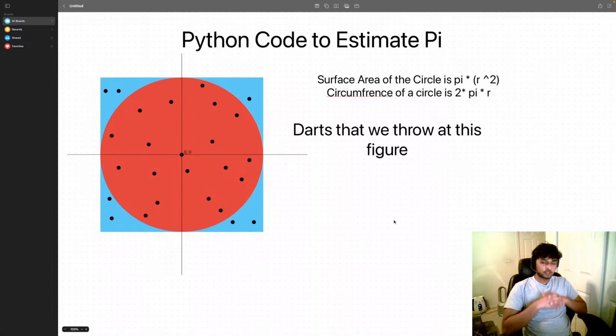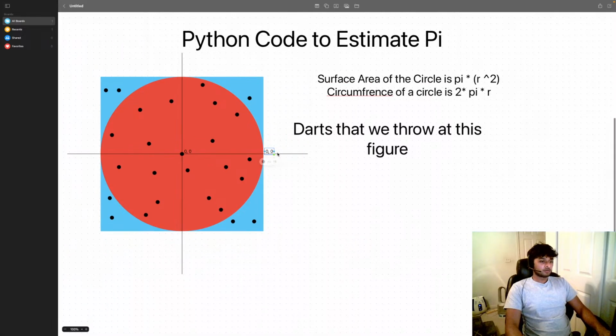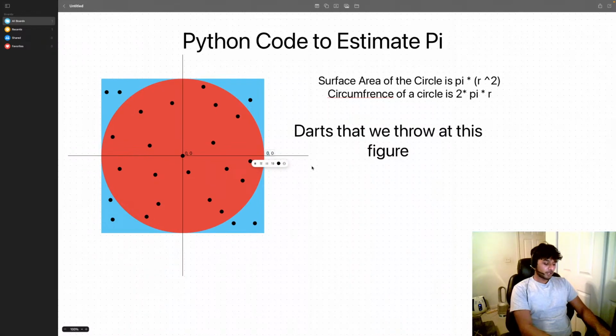So now what I want to think about is how we are going to pull out pi from this assortment of dart throws. These dart throws are on this coordinate frame. Let's just say that this coordinate frame goes up to 0.5. It's still at y equals 0, and it goes back to negative 0.5. Okay, so that means that this circle has a radius of 1.